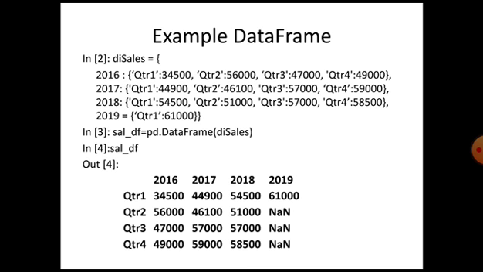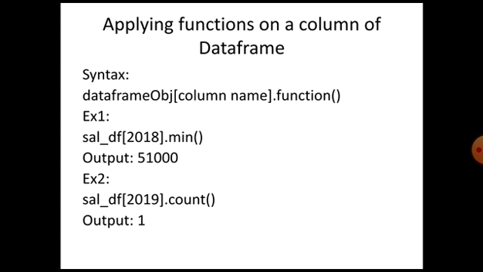Okay, let's check. In year 2018, yes, we are having data here. Data are 54,500, 51,000, 57,000 and 58,500. So minimum is 51,000. Yes, the output is correct. Okay. In the year 2019, I want the count of the value, the non NA values. So non NA value is only a single value, which is 61,000. So the count is 1.